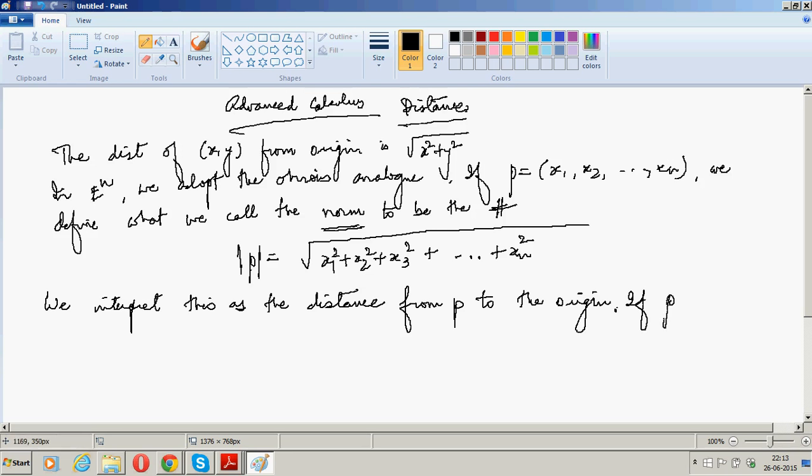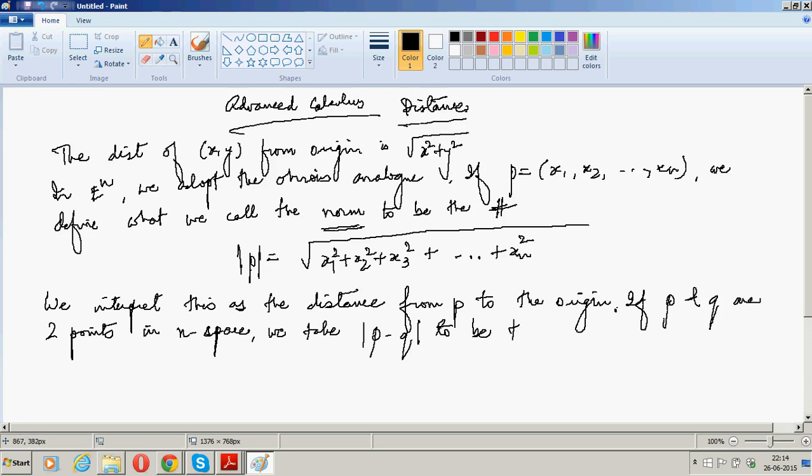If P and Q are two points in n space, we take mod P minus Q to be the distance between them.